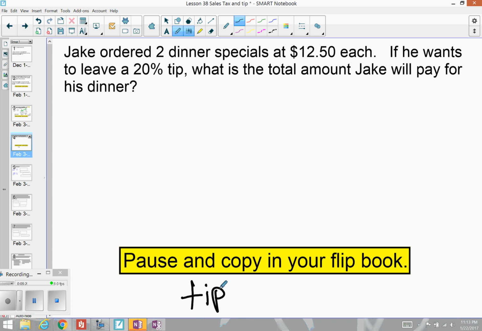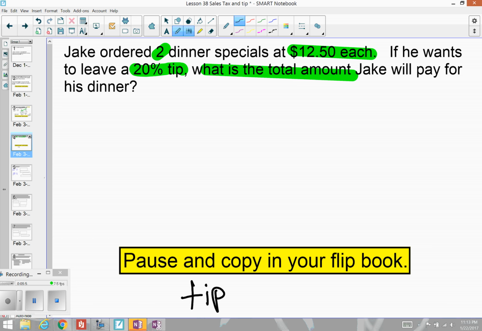All right, this is asking us to do a few different things. So we know that we have 2 dinners and they are $12.50 each. We also know that he wants to pay a 20% tip. And if you remember from our definition, we're going to add the tip value onto the total price that we're going to pay. What we're looking for is the total amount that Jake will pay for his dinner when he's done.